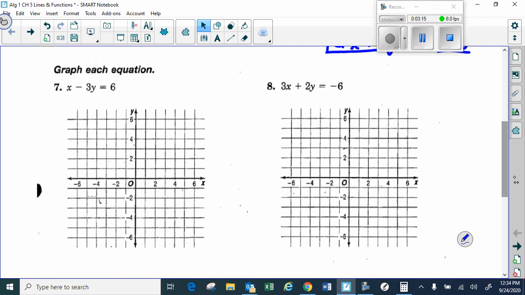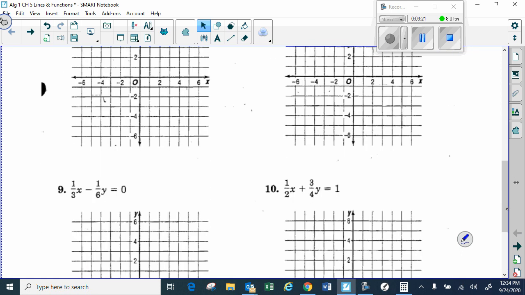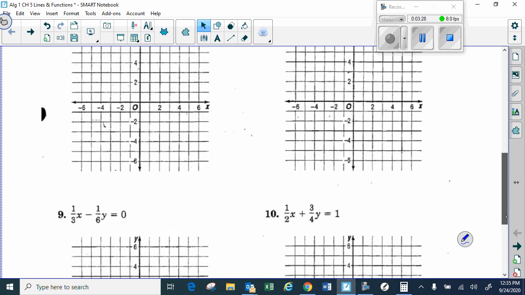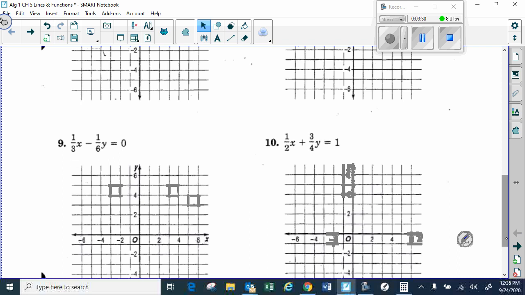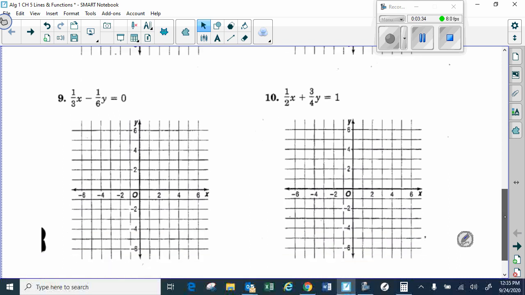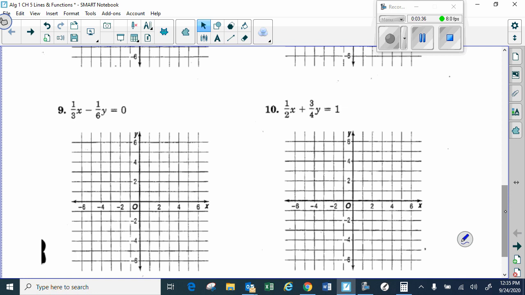All right, graph each equation. Remember, so these are in standard form, these graphs right here. Let's see if the bottom ones are too. Bottom ones are fractions. Let's go ahead and do one with a fraction, one of the harder ones. Okay, so the first thing I want to do, let's do number 10. First thing I want to do is clear the fractions. So I'm going to multiply the entire equation by the common denominator, or the LCM, least common multiple, same thing.